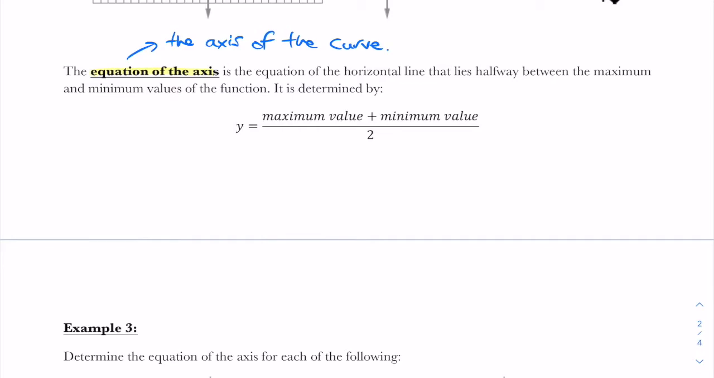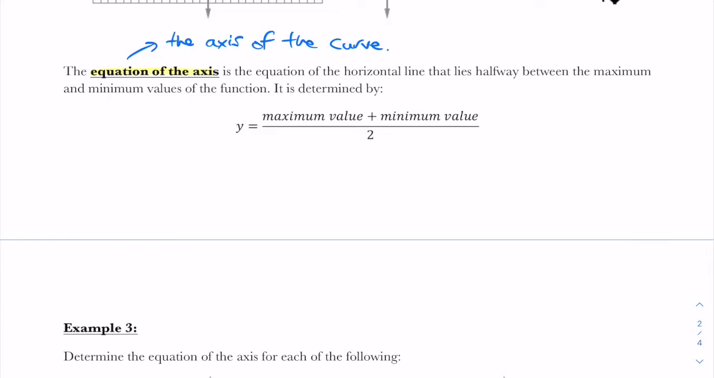So you may see other terminology used in the textbook, but not to worry here, it means the same thing. What this is, it's defined to be the equation of the horizontal line that cuts the graph in half. In other words, it lies exactly halfway between the maximum and the minimum values. Let me just show you in a sketch here what this represents.